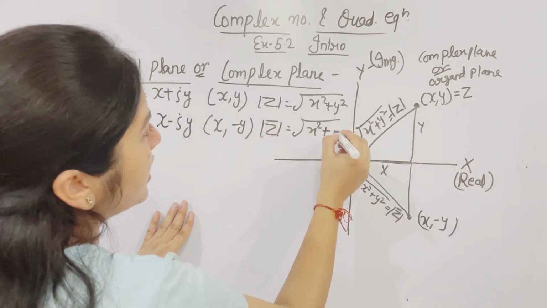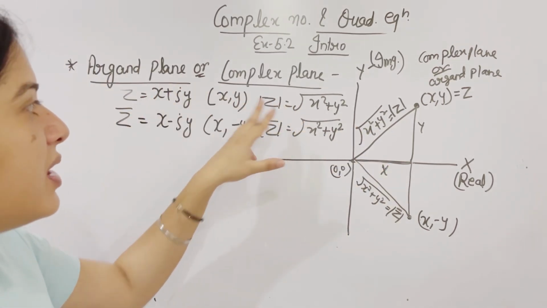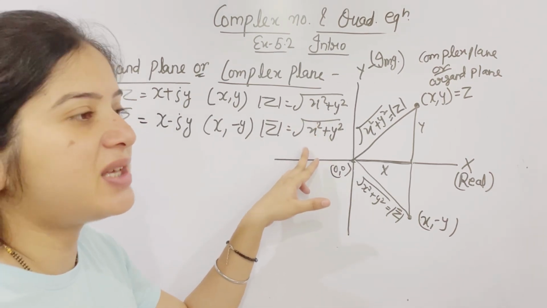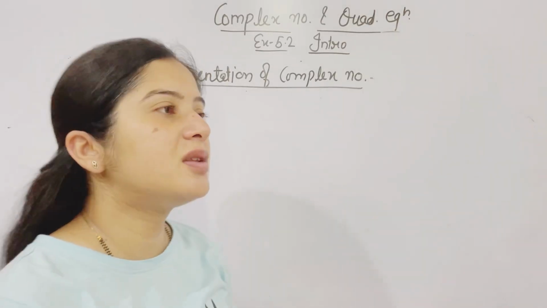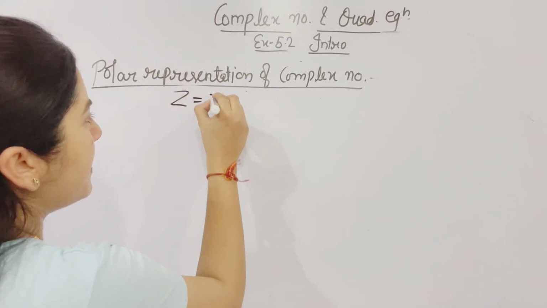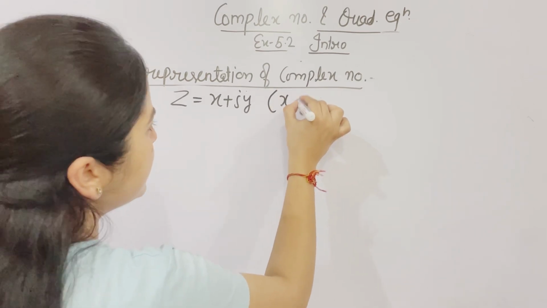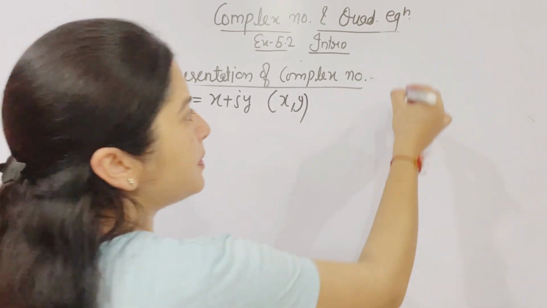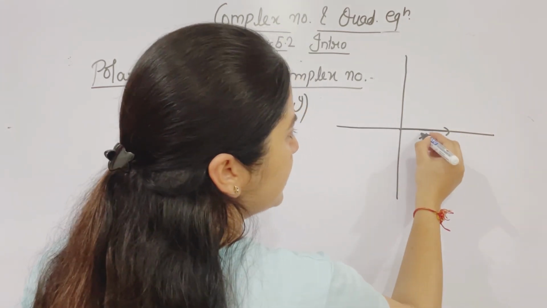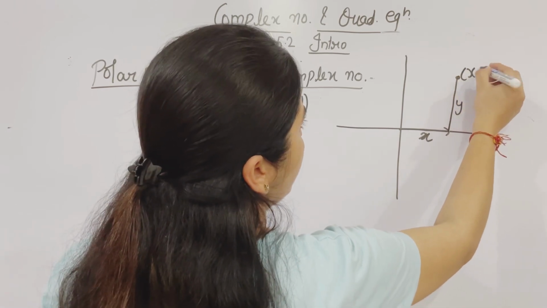One thing we also get by this is that the modulus of a complex number and the modulus of the conjugate of that complex number is always the same. Now we'll discuss the polar representation of a complex number. Suppose we have a complex number x plus iota y. We know that the ordered pair is x comma y, and how do we represent this in the plane? From x, y, and we get the point x comma y.